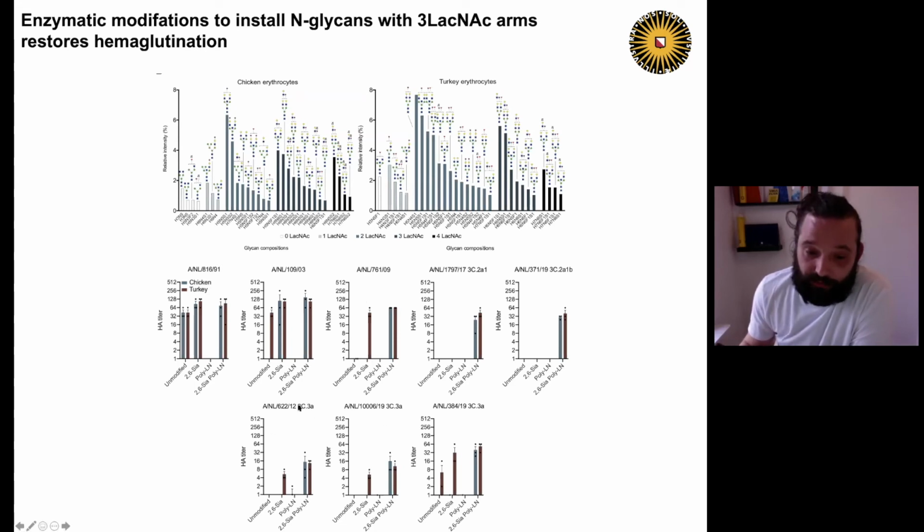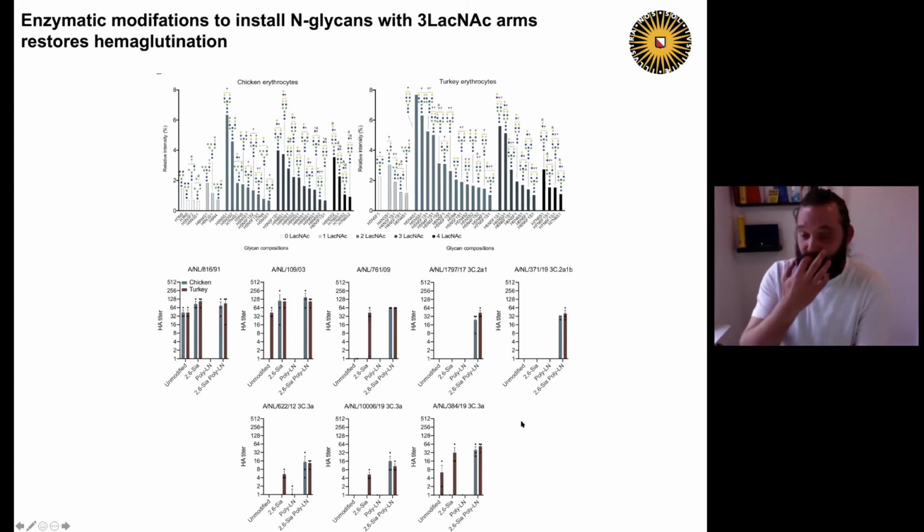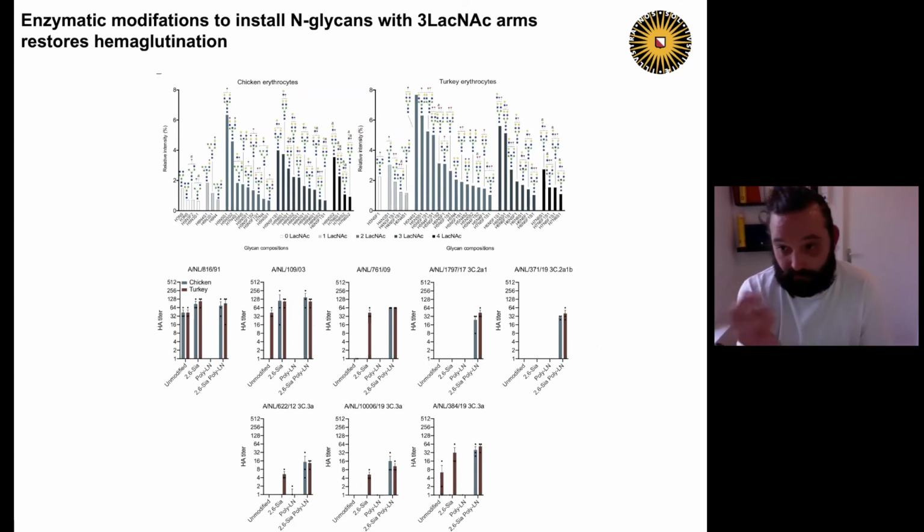This is also the case for the older 3C3A virus, but because they readapt to shorter N-glycans, we can also see that they bind unmodified or just resialylated turkey erythrocytes. And I would like to draw your attention to the fact that our glycan-modified erythrocytes are always bound at the highest titers by these viruses, regardless of the year of isolation.